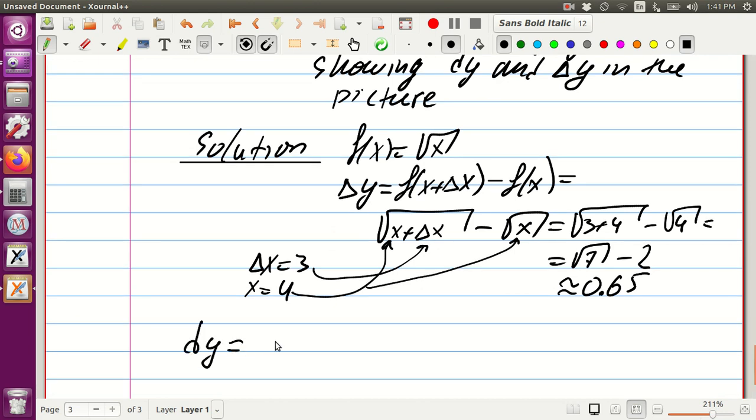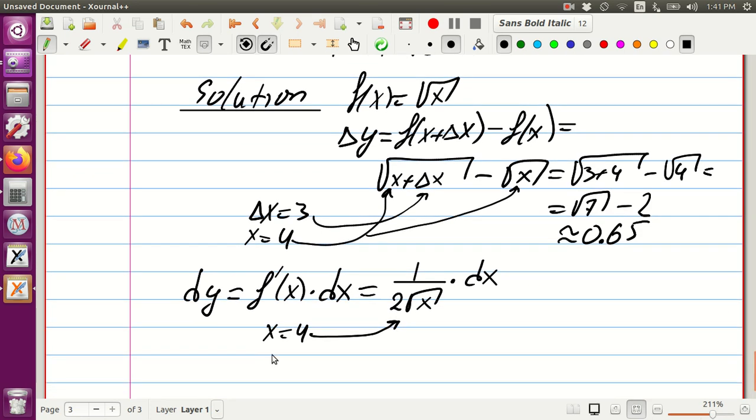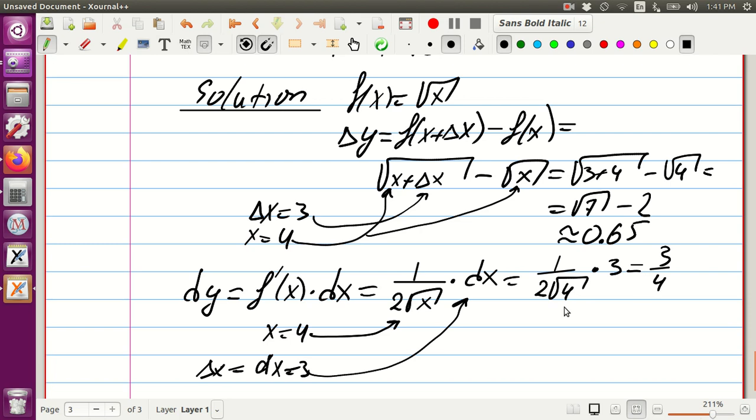To find dy, we have to write f prime of x times dx. So what is our f prime? It's 1 over 2 square root of x, times dx. So we take x equals 4 and plug it in over here. And we take dx, which is equal to 3, because it's the same as delta x, and plug it in over here. So we're going to get 1 over 2 square root of 4 times 3. So it's 3 over 4 if I take the square root and multiply it by 2. So it's 0.75, 3 quarters.